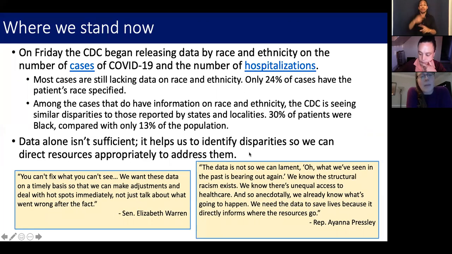So we're really excited about how far we've come in the last month to really focus attention on this problem. But we also know that the data alone isn't sufficient. It may help us to identify these disparities, but we still need to know where they are so we can direct resources to appropriately address them and make sure that communities that are being hardest hit have the most access to support and to resources.